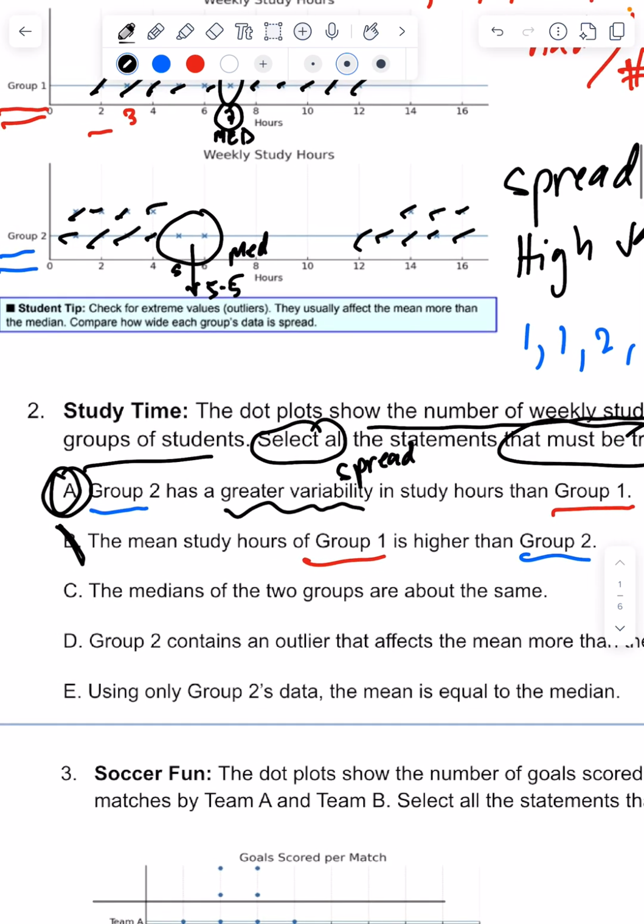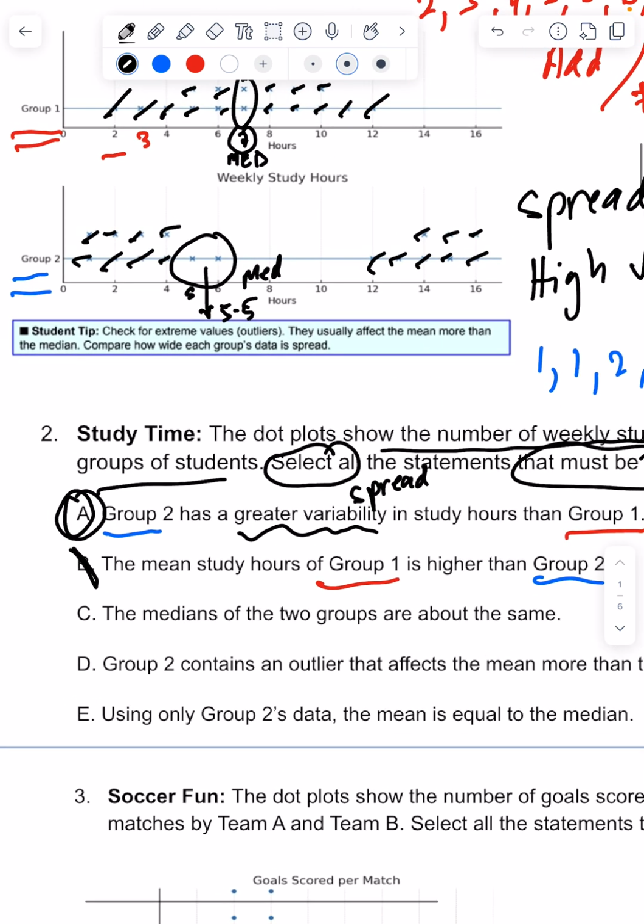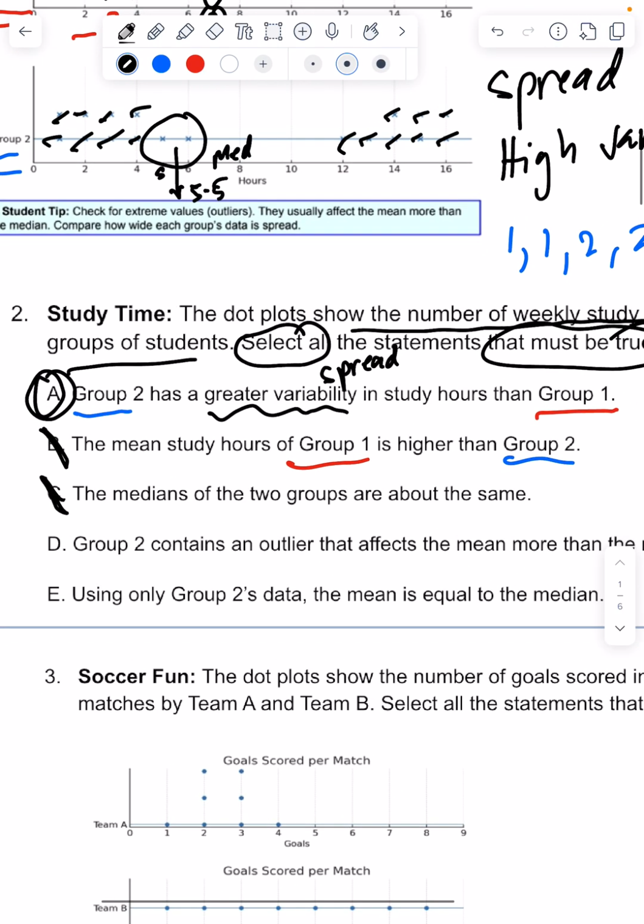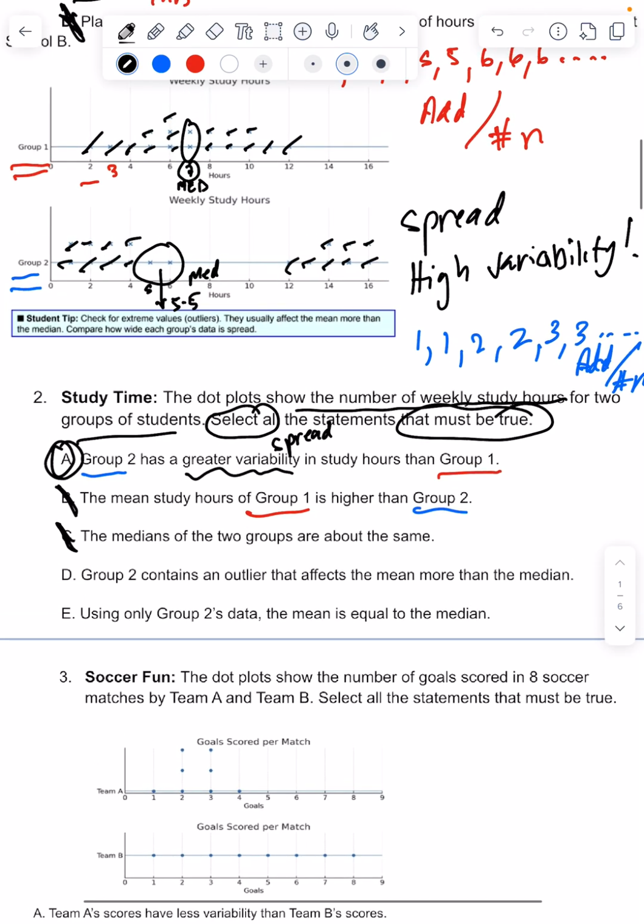So are they about the same? 7 and 5.5, they're not. If it was 5 and 5.5, maybe, but in this case, you could say no, they're not about the same. Then it says D, group 2 contains an outlier that affects the mean more than the median.